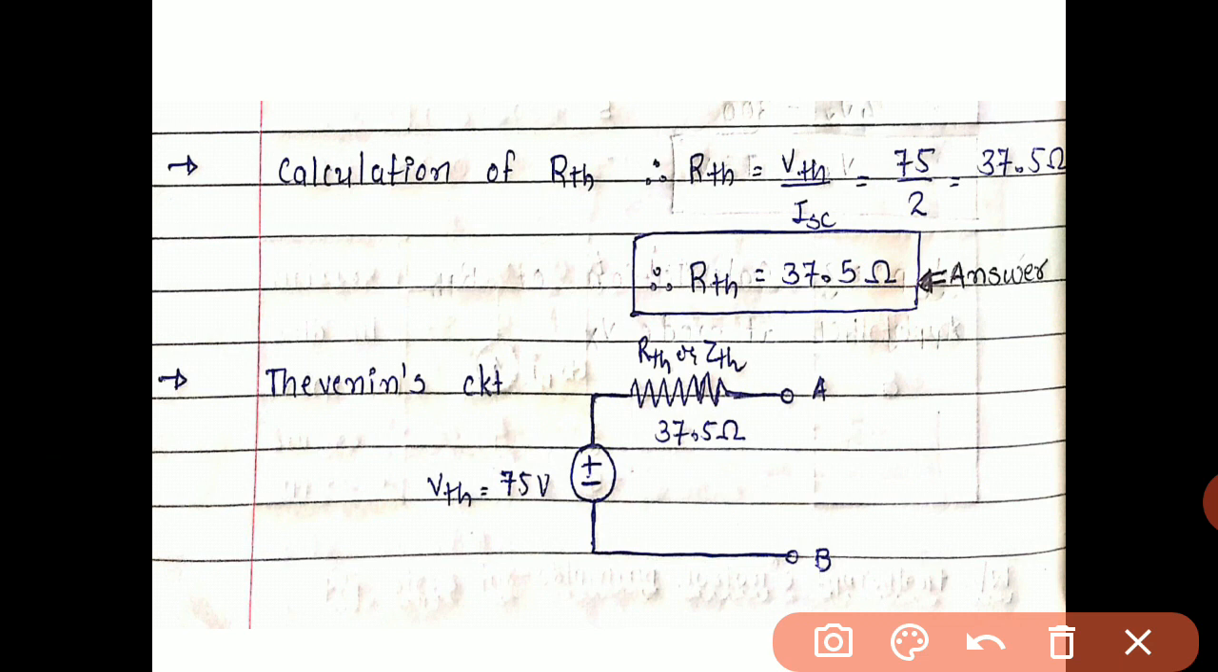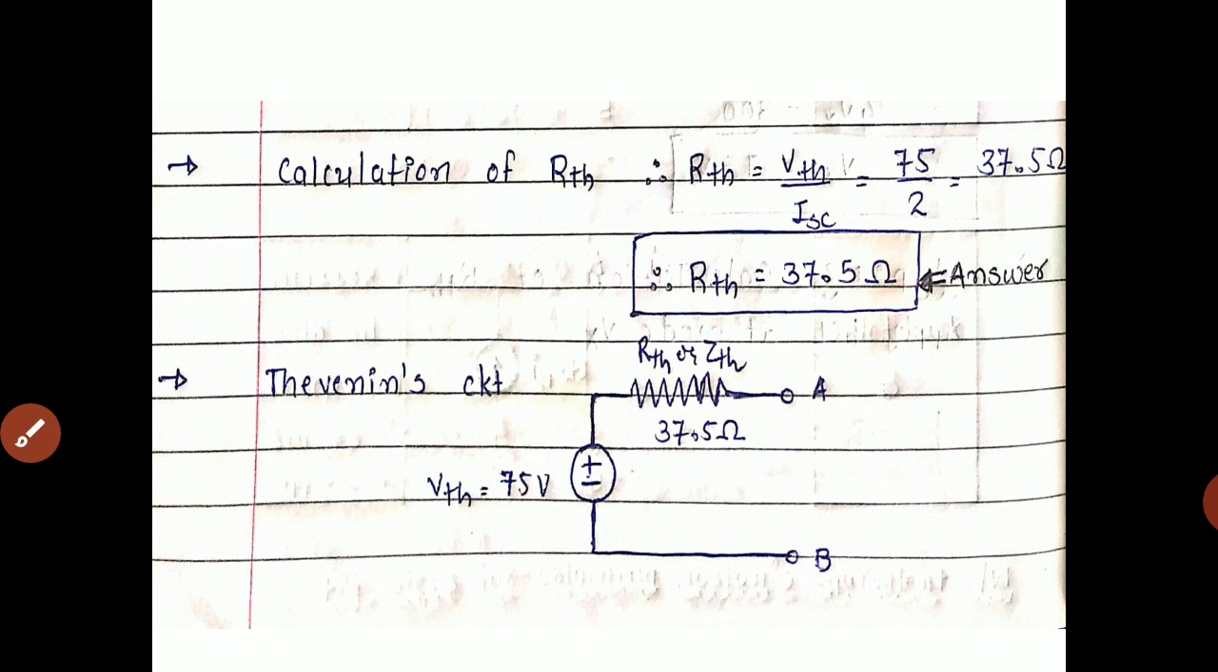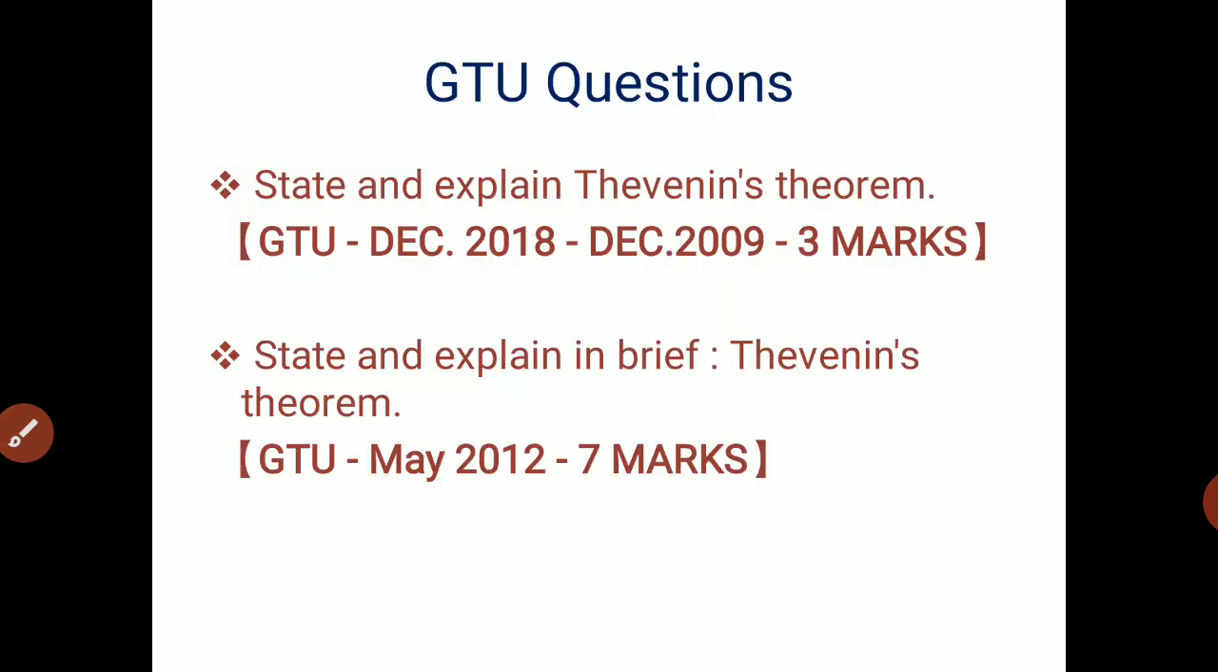So we have both the values. We easily build up the Thevenin circuit as per the previous example also. So VTH is 75 volt, RTH is 37.5 ohm between terminals A and B, we can easily put. So this is the Thevenin's equivalent circuit between terminals A and B.